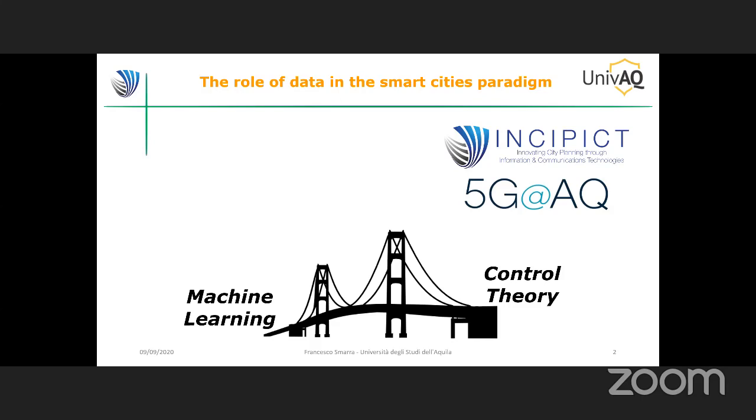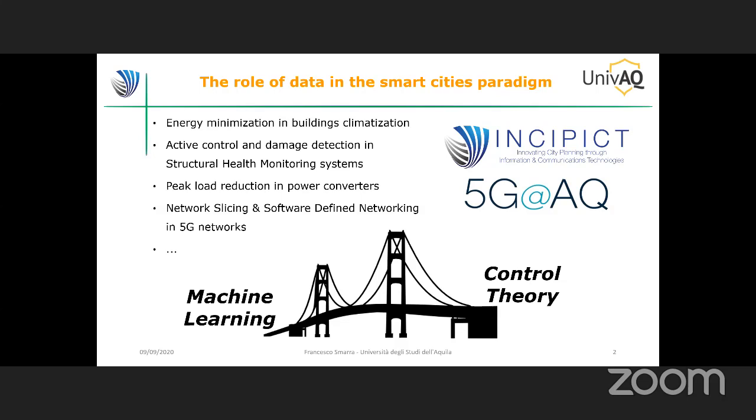In particular, at the beginning of the project, we initially focused on the problems of energy minimization and climate control in buildings, and on the active control and damage detection in structures, while recently, we extended our research line to other fields, such as peak load reduction in power converters, in the new paradigm of software defined networking, and also others. But due to time constraints in this presentation, we'll focus our attention mainly on the methodology and on the first two cases. Let us consider, for example, the case of building automation.